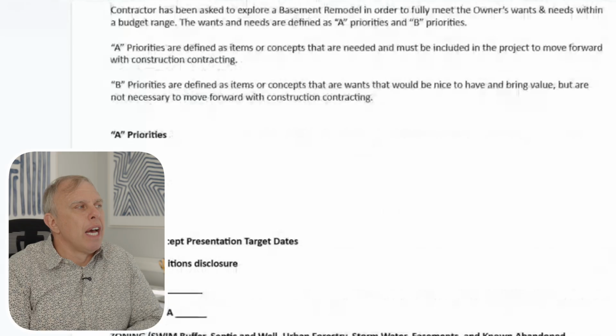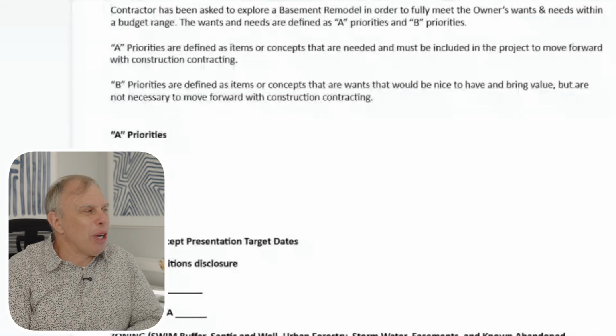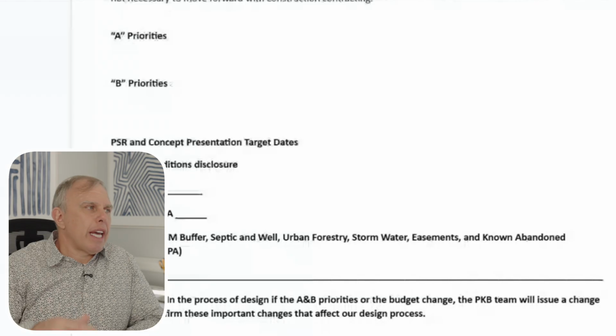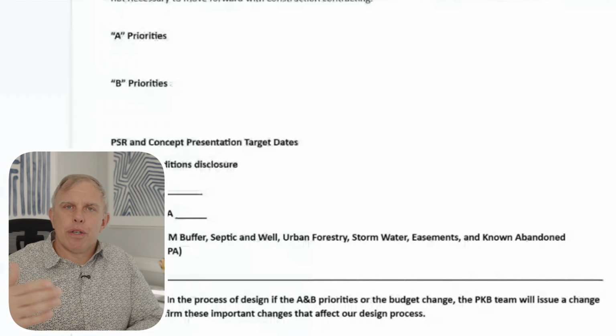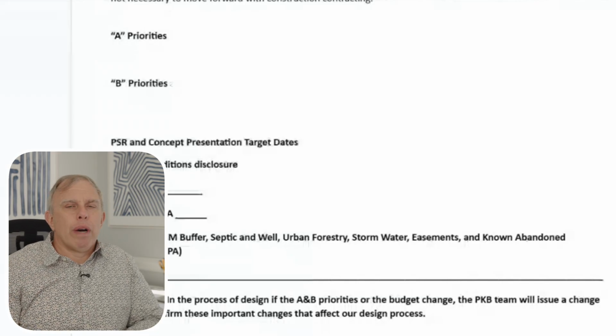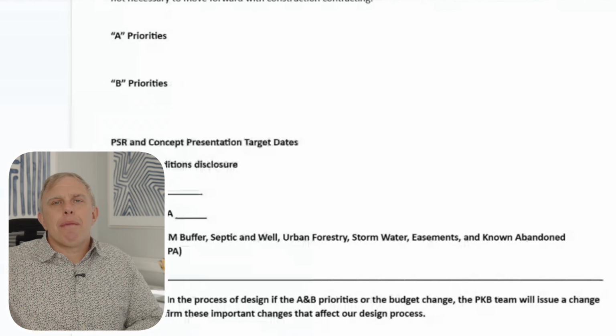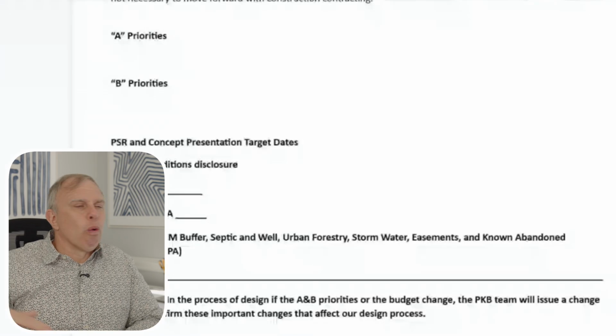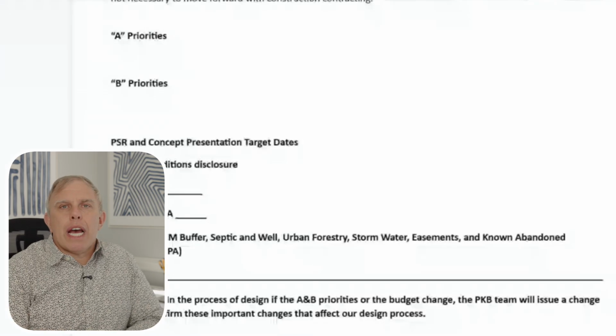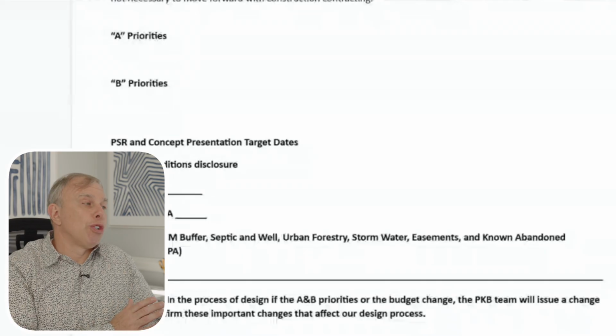This describes how we define an A and B priority. And we're going to list these out. So let's say, hey, I need a new bedroom and a new bathroom. I need space for a new baby that's joining the family, right? We're going to write those A and B priorities down so that it's very clear what we're shooting for.